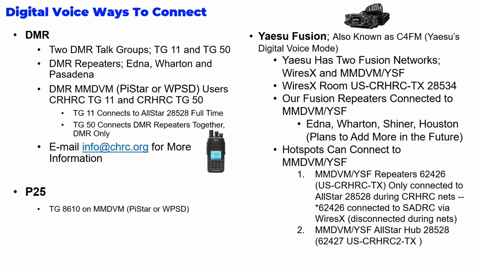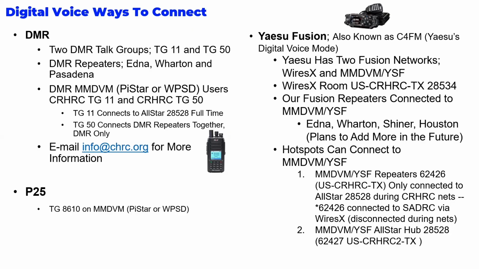So a good example of this, I'll repeat it. If you have a Yaesu handheld radio and you have a MMDVM hotspot, you have it in YSF mode, and you want to talk to the Crossroads All-Star Hub 28528, you go to US CRHRC2-TX.